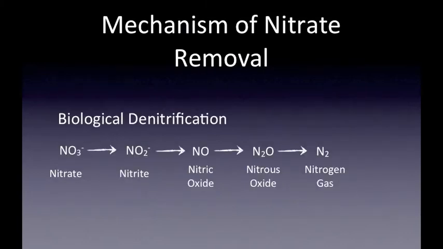Usually, nitrate is removed from water by biological denitrification. This process reduces oxidized forms of nitrogen as the electron acceptor in the order of nitrate, nitrite, nitric oxide, nitrous oxide to the ultimate product, nitrogen gas.